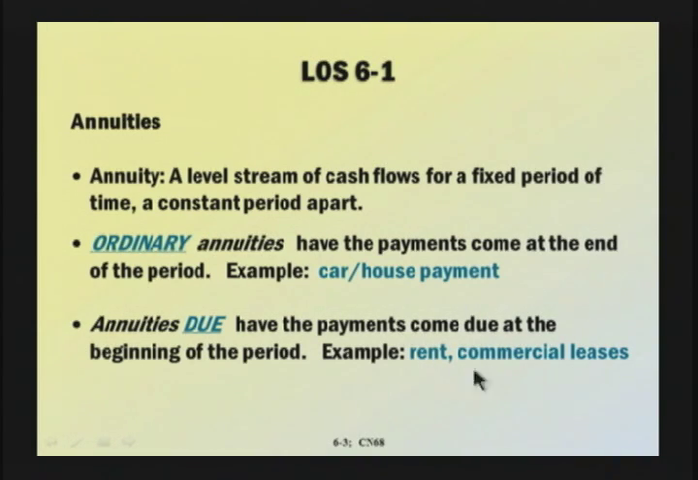If you rent an apartment or if a commercial lease on an office building or something like that, you tend to pay up front. You pay your rent at the beginning of the month and then you occupy the apartment or the building for the month after you paid up front.